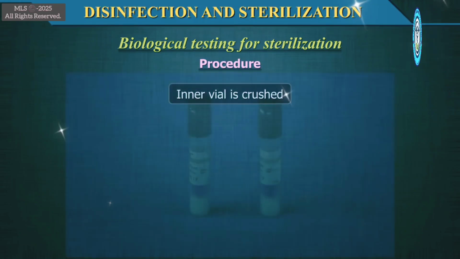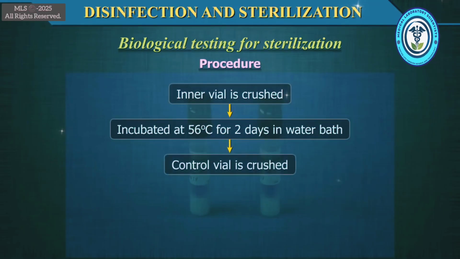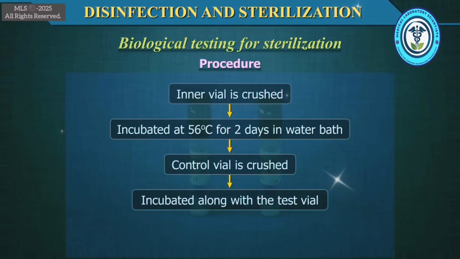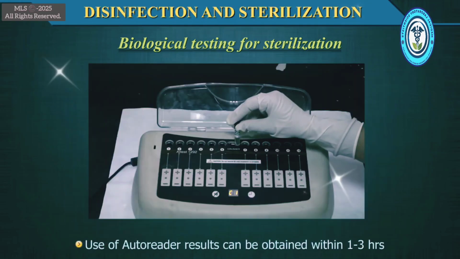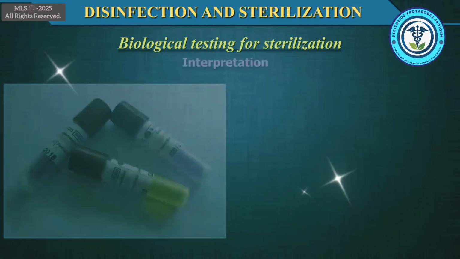The inner vial is crushed with the help of a hard object and it is incubated at 56 degrees Celsius for 2 days in a water bath. A control vial is also crushed and incubated along with the test vial. Spores are destroyed if sterilizing conditions are met. The growth can be read manually or with the help of an autoreader. With the use of an autoreader, results can be obtained within 1 to 3 hours.